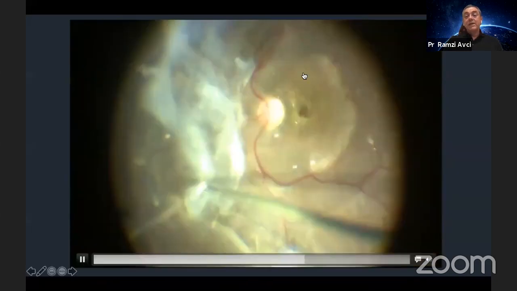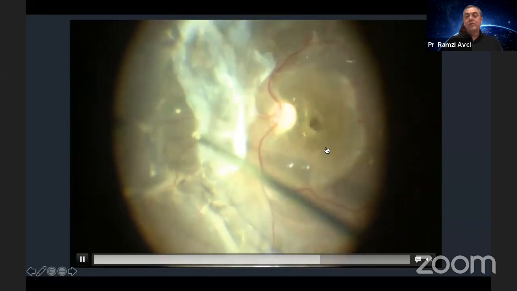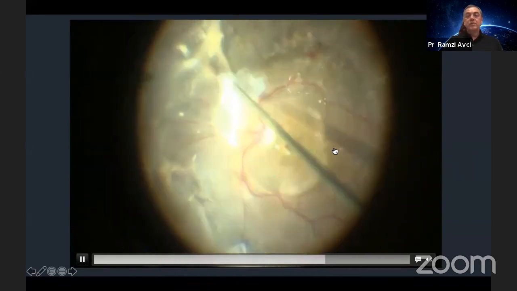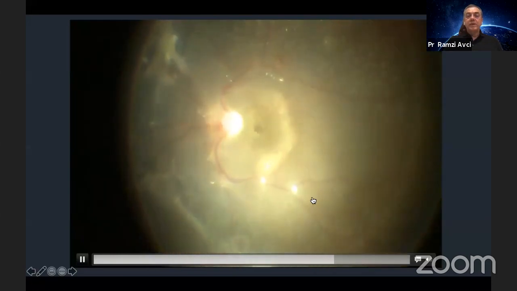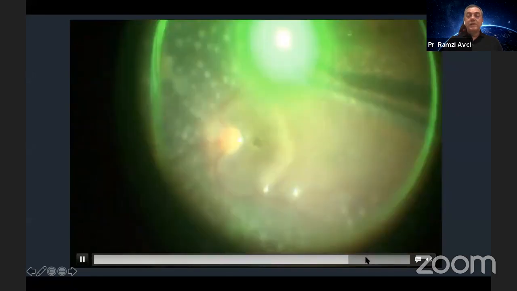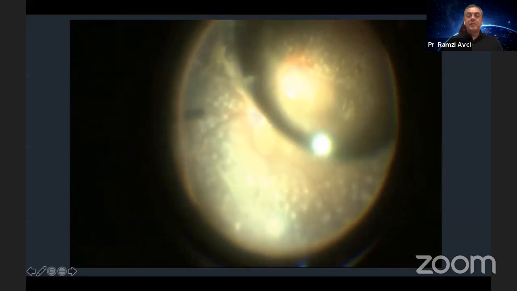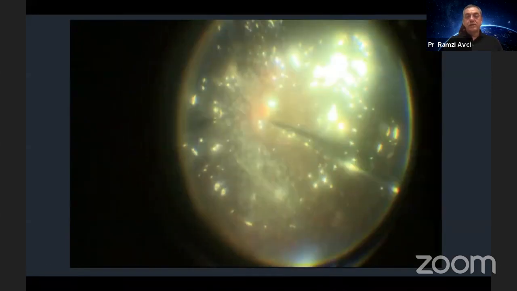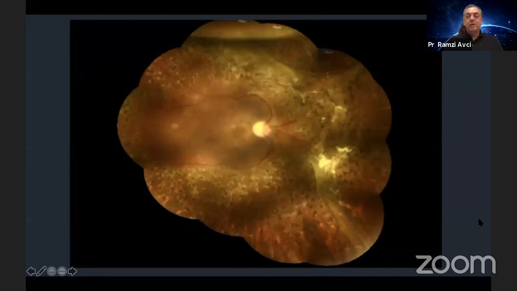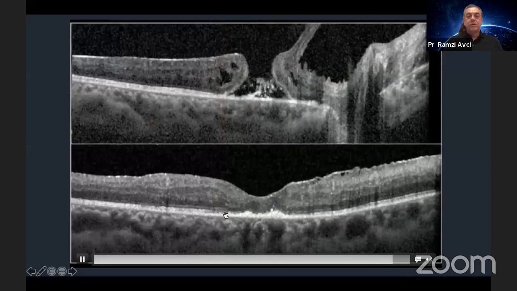Then again, I use a PFCL bubble to keep the flap dry and temporarily attached during the whole procedure. Then I remove the membrane with the vitrectomy probe, and then do laser. Again, do fluid air exchange. Immediately after fluid air exchange, take the patient to the face down position. This is 4 weeks after surgery, and also before and after surgery, you can see the macular hole closed. There's some defect in the macular area, but vision improved to 0.3 in this patient.